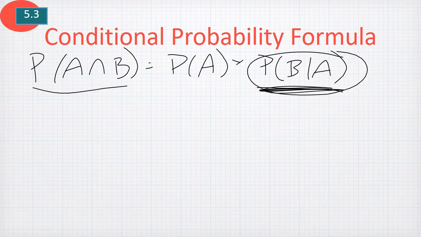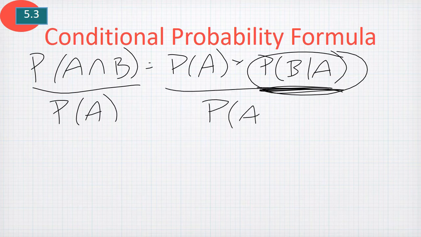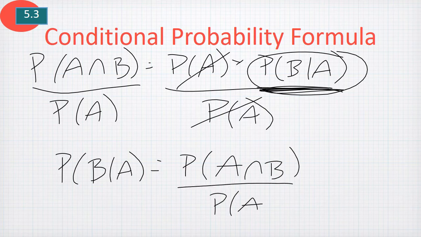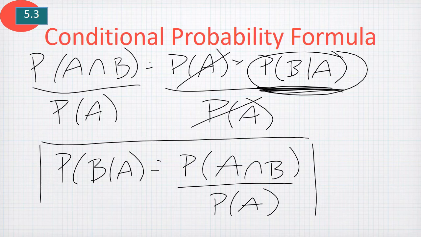So in order to do that, I'm going to divide both sides by the probability of A, and I'm left with a formula that says the probability of B given A is equal to the probability of A and B divided by the probability of A. So this right here is called the conditional probability formula, and this is the formula that's actually given to you on the AP exam, as the multiplication formula is not. But as you can see from the algebra, it's the same thing.